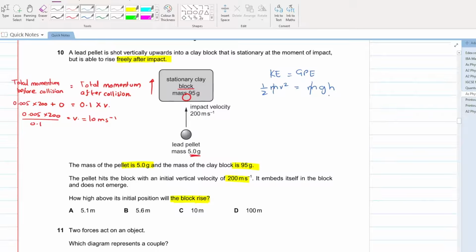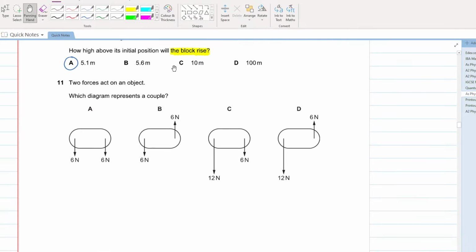Perfect. You have to calculate the height. Okay, what is the velocity? 10. So 10 squared divided by 2 into g, that is 9.81. What does your height come out to be? Answer is A, let me see. 10 squared divided by 2 into 9.81. Yeah, 5.1 is your answer. Simple as that. A is your answer. Very good. Let's move ahead.